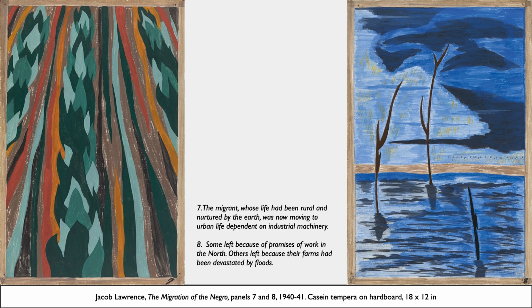So some of the paintings have a degree of abstraction that makes them almost completely abstract when you first glance at them. It takes a minute to even register the subject material of the paintings. The one on the left, the caption reads, "The migrant whose life had been rural and nurtured by the earth was now moving to urban life dependent on industrial machinery." And on the right, "Some left because of promises of work in the north, others left because their farms had been devastated by floods."